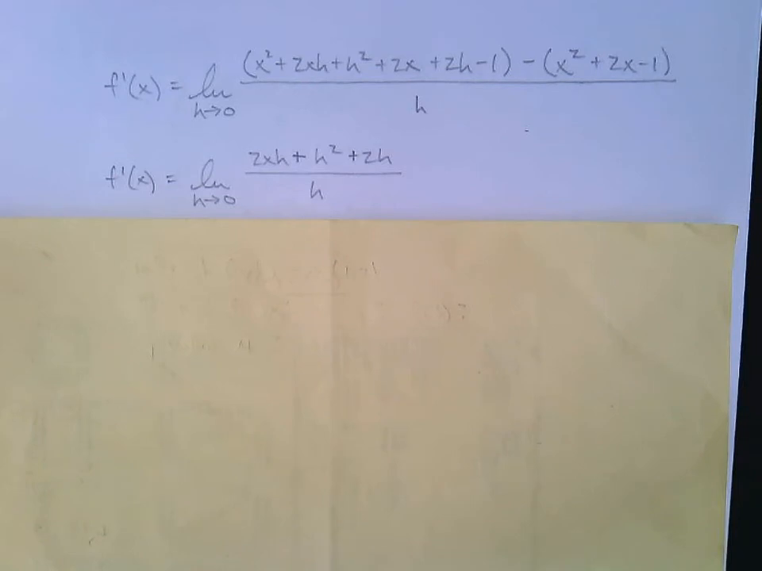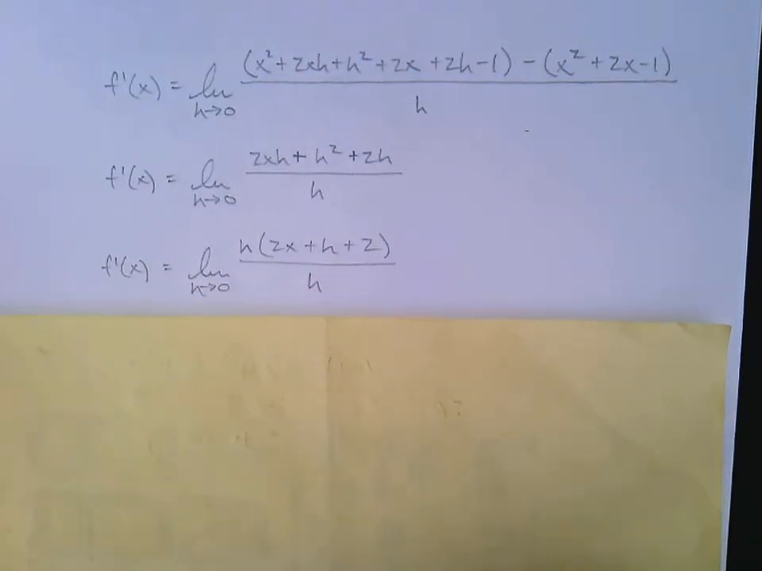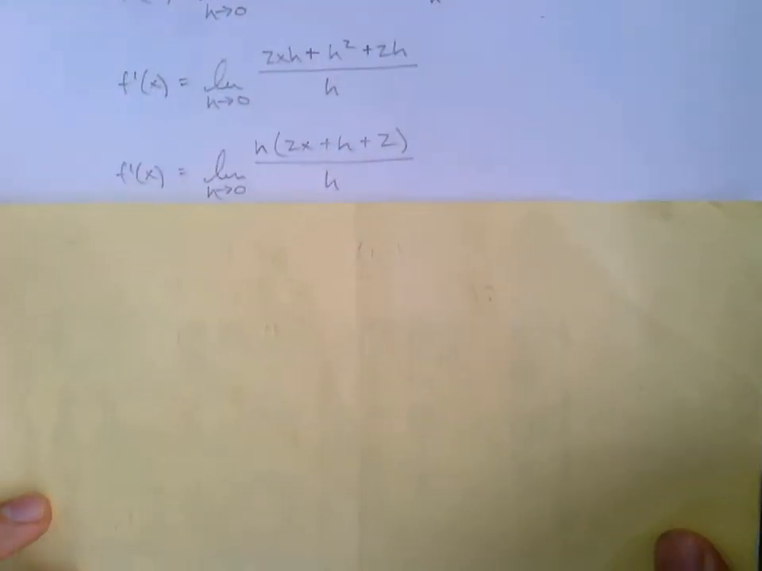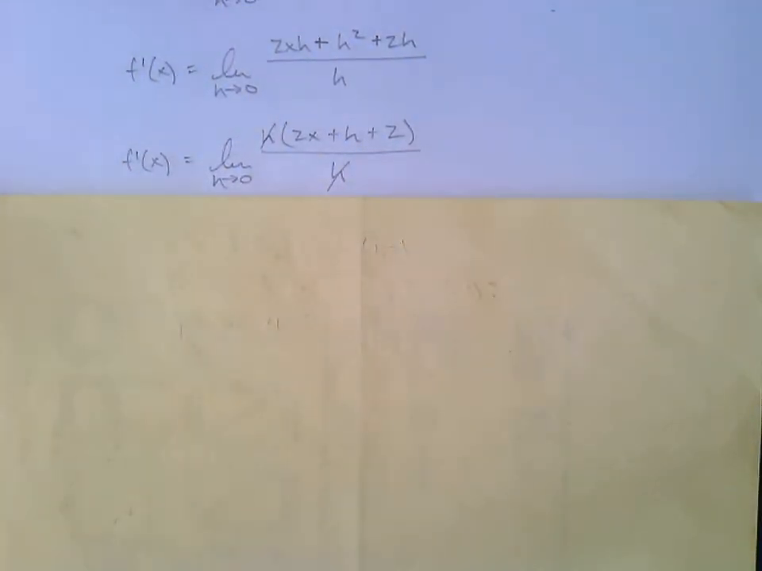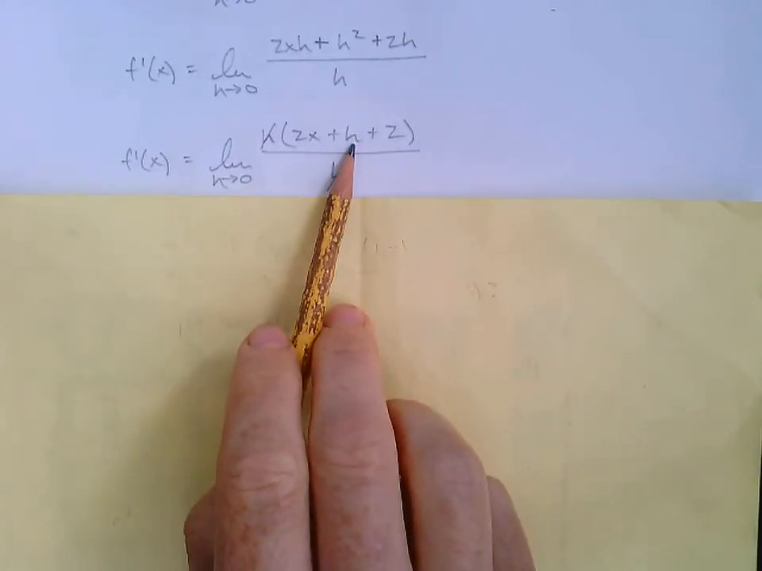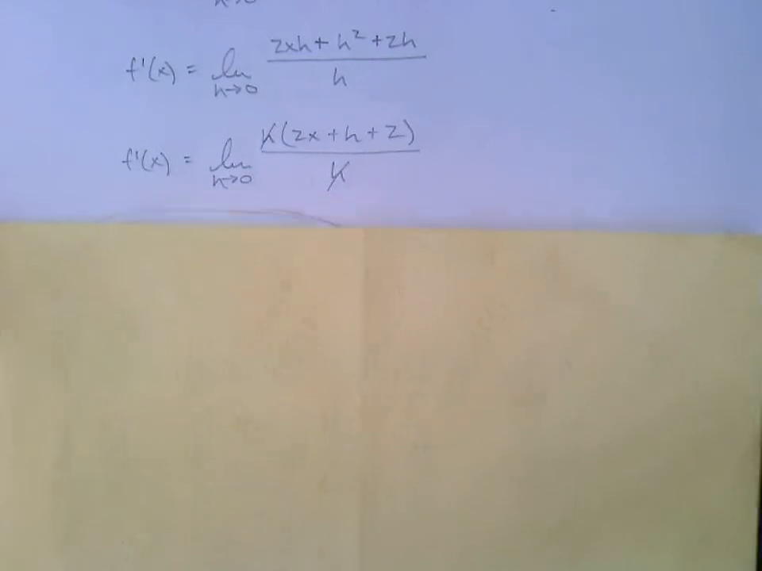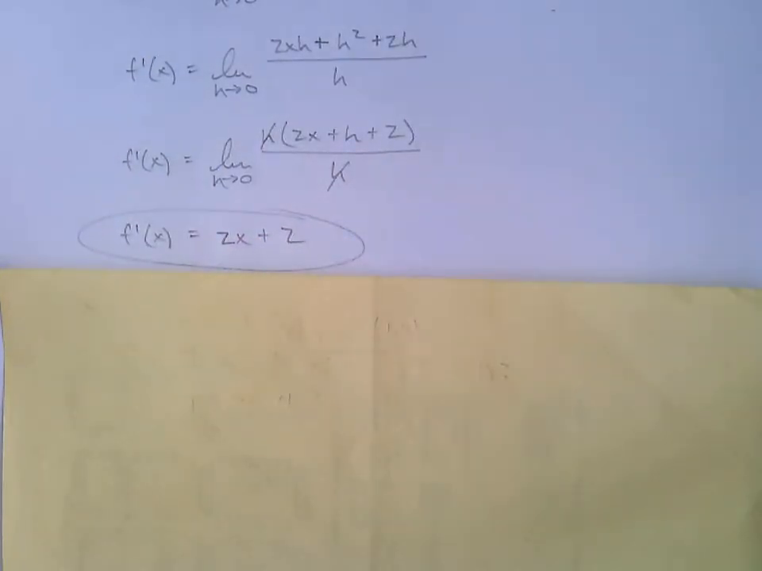f prime of x equals the limit as h approaches 0 of 2xh plus h squared plus 2h all over h. Of course, what are we going to do now? Factor an h out of the numerator. That will cancel out. And at this point, we are safe to plug in that last remaining h to be 0, and we're going to have our answer. f prime of x equals 2x plus 2 after we perform that limit.